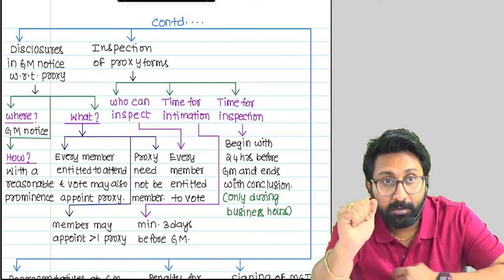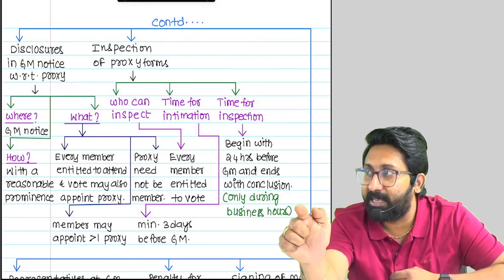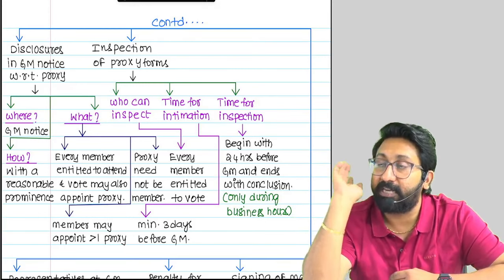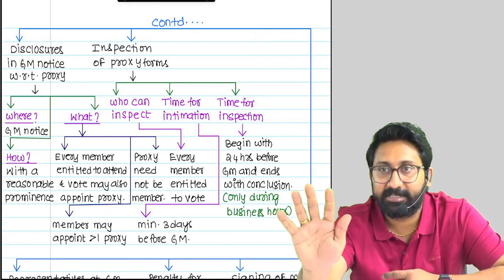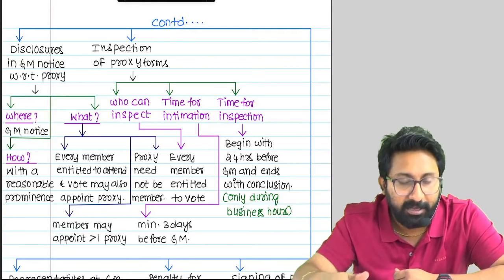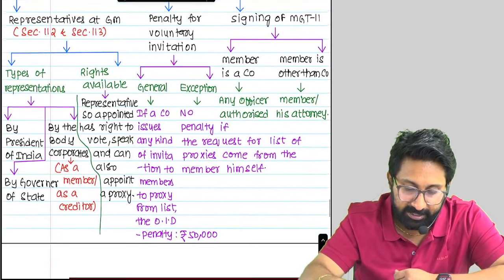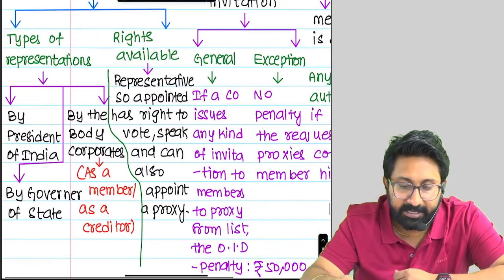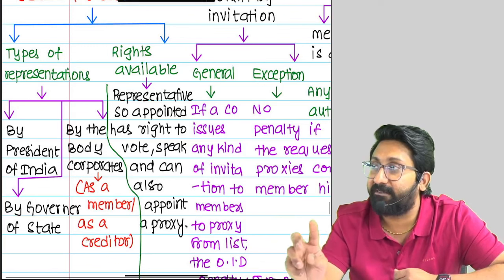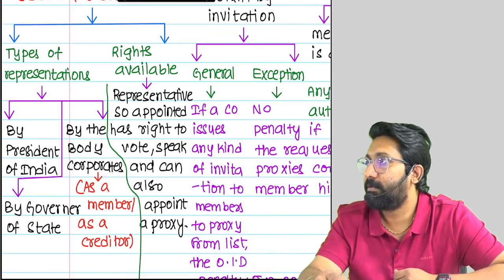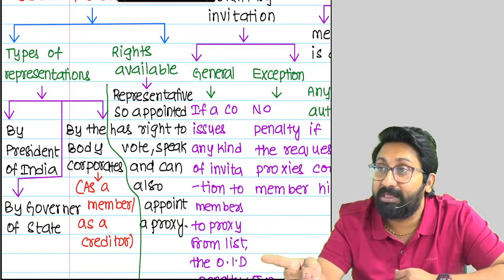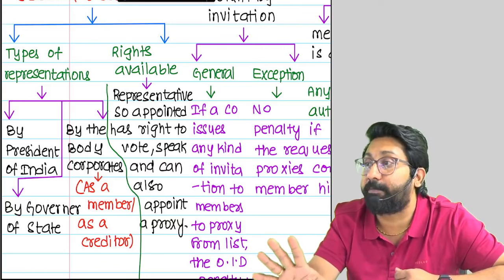Who? A representative. But who cannot be? Proxies cannot be. That's why representatives are not proxies. Did everyone understand the logic clearly? Therefore, please see here. Types of representatives. There are two types. Section 112 covers presidents and governors. Section 113 will cover body corporates and companies.